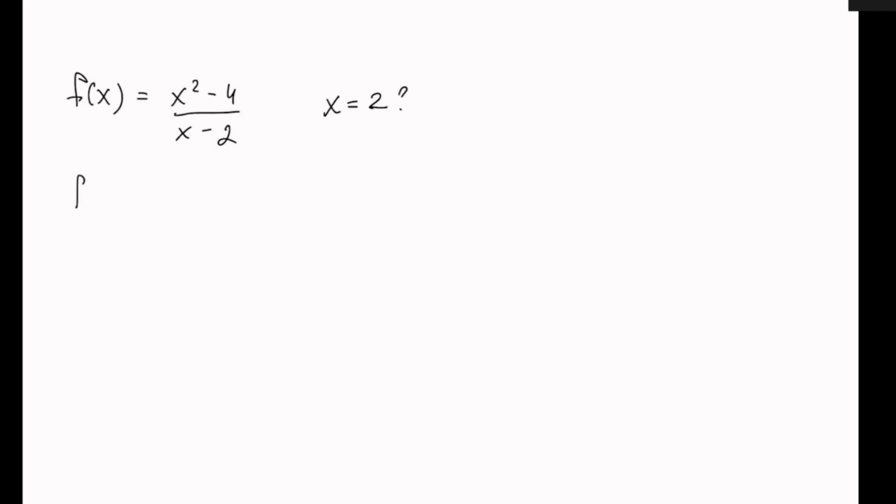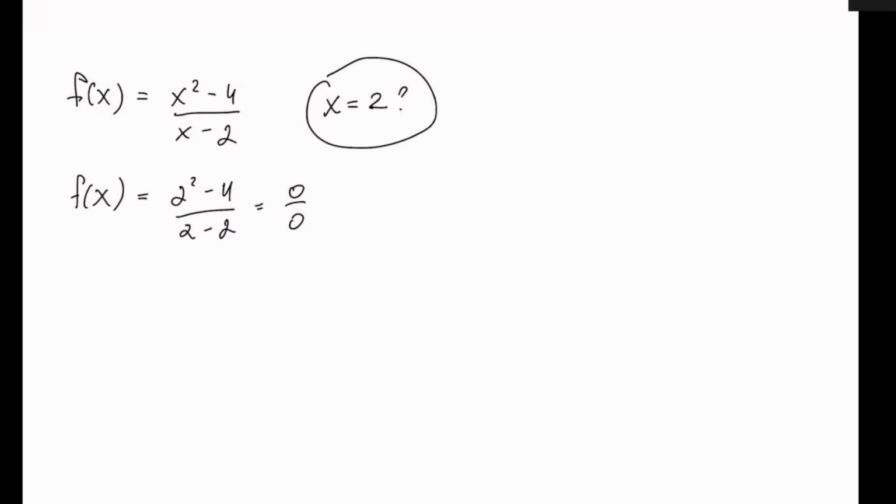As you can see, we get 2 squared minus 4 over 2 minus 2. We get 0 over 0, which is undefined. But here is the fascinating part. Even though the function doesn't exist at x equals 2, we can still ask what value f of x approaches as x gets closer and closer to 2. So let me show you what I mean.